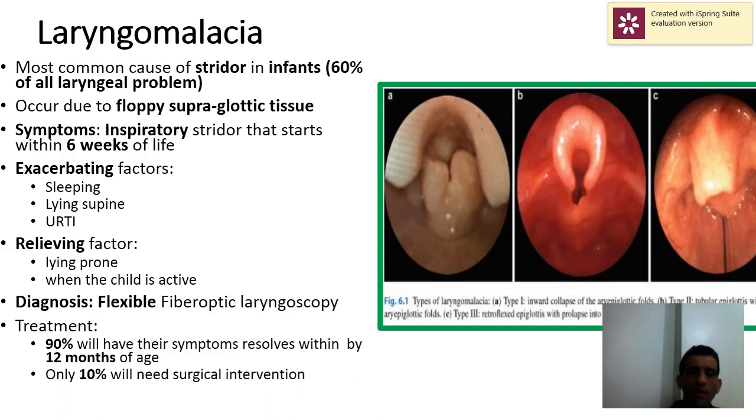The diagnostic gold standard to diagnose laryngomalacia is flexible fiber optic laryngoscopy. 90% of the cases with mild to moderate symptoms will improve within the first 2 years of life. Only 10% will need surgical intervention.